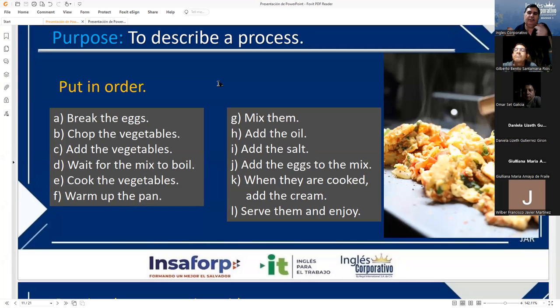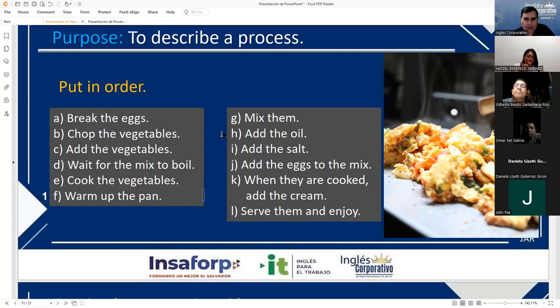So, what activity is first? Warm up the pan. Warm up the pan is number one, right? Excellent. Yes. What's number two? Add the oil. Excellent. Add the oil is number two. What is add the oil? Add the bacon? Yes. Add the oil. Number two. Mm-hmm. Excellent. What's number three?